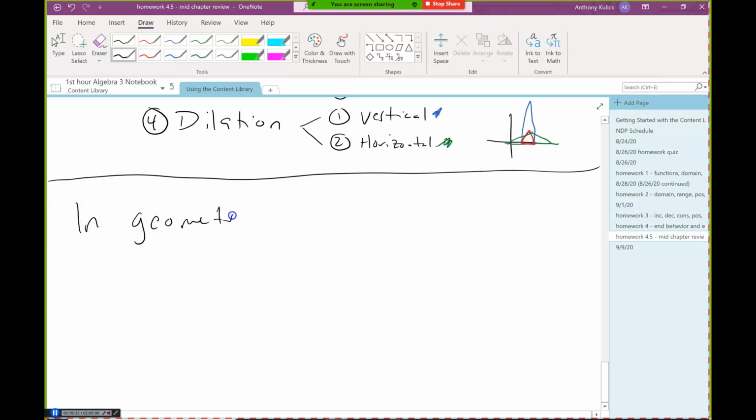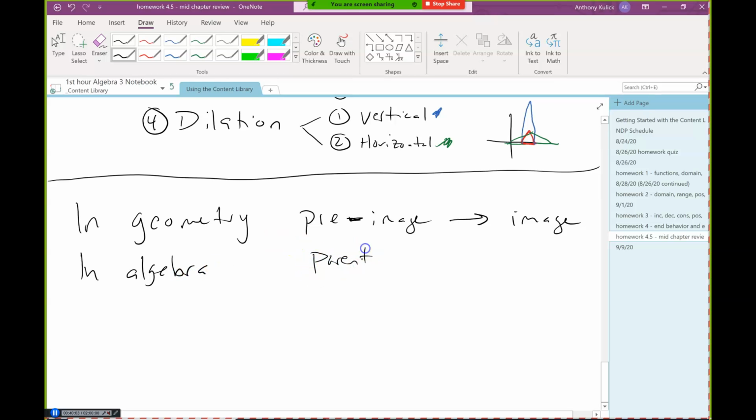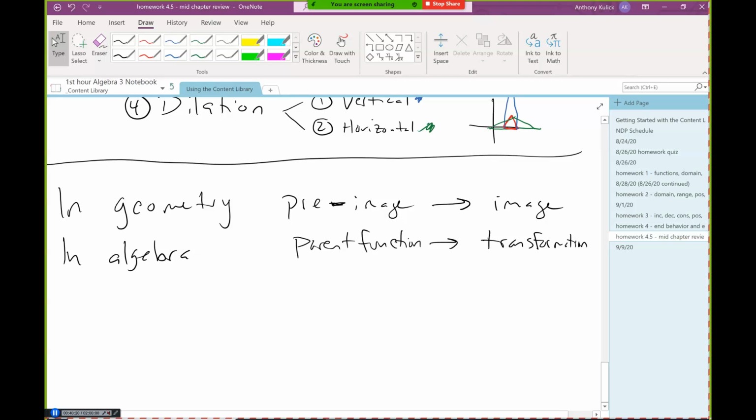So in geometry, we talked about a pre-image and then an image, right? The pre-image was the thing before you did the transformation on it, and the image was the thing that you got after the transformation. In algebra, we have a parent function, and then we have the resulting transformation. So those two are just different pieces of vocabulary that are describing the same thing.